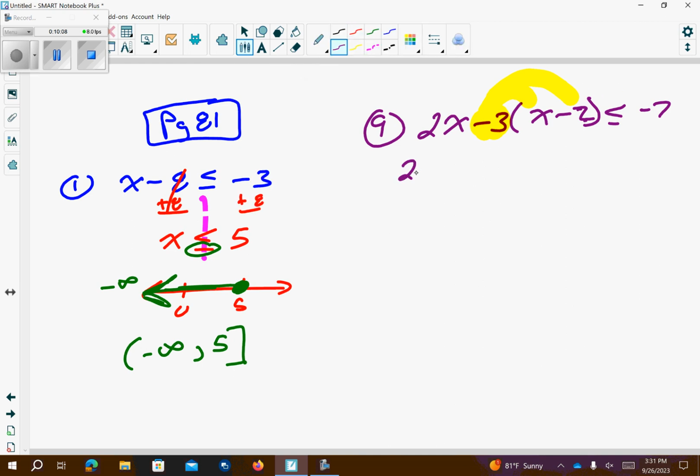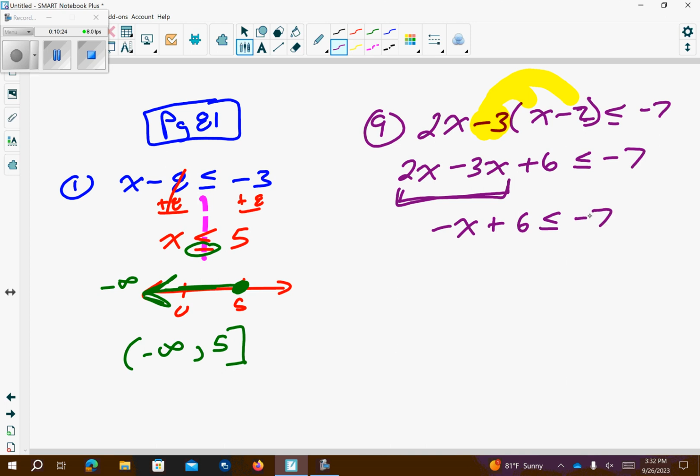It's all set up right, but this -3, I'm going to distribute over the parentheses first. So I'm going to get 2x. -3 times x is -3x. -3 times -2 is +6. Notice the parentheses went away because I distributed over. These are like terms. So I'm going to get -x plus 6 is less than or equal to -7. We're going to subtract 6 from both sides. Those cancel.